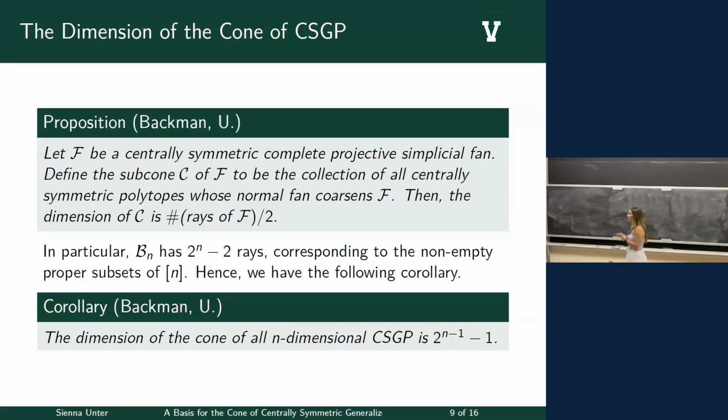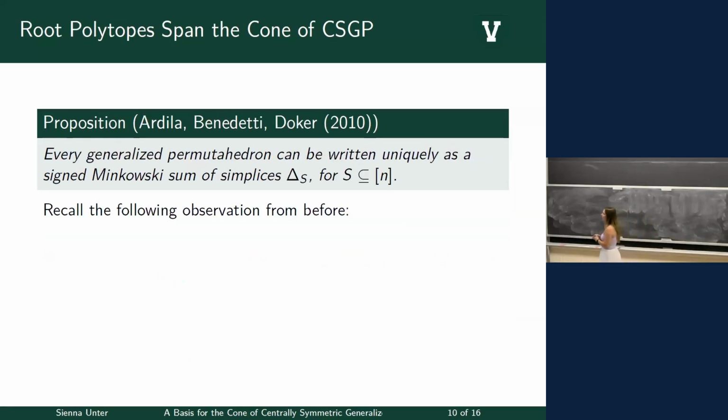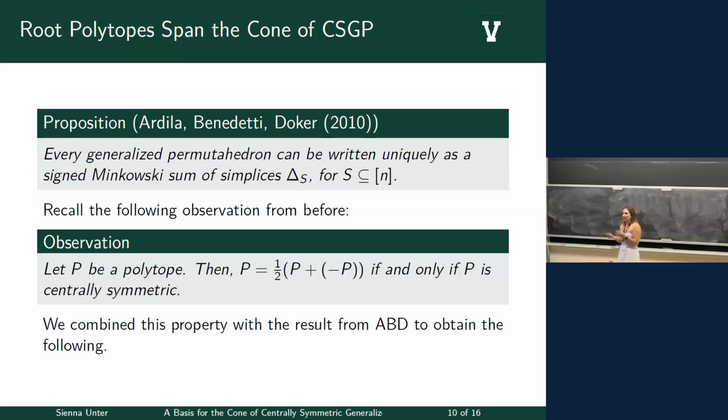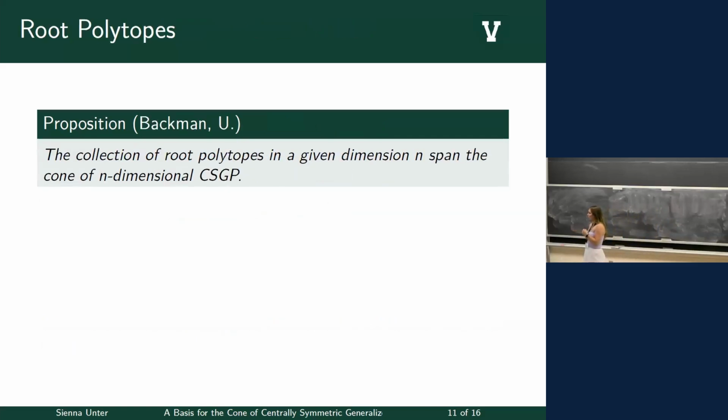Now that I have the space I want to explore, what is a basis for it? Ardila, Carolina Benedetti, and Jeffrey Doker found a nice way to express a generalized permutahedron in terms of a signed Minkowski sum of standard simplices. If we combine this with this observation about centrally symmetric polytopes, we obtain a really nice set of polytopes that form a spanning set for the cone of centrally symmetric generalized permutahedra, and they are called root polytopes.